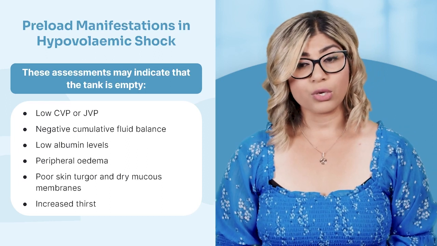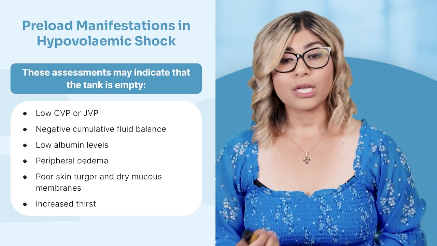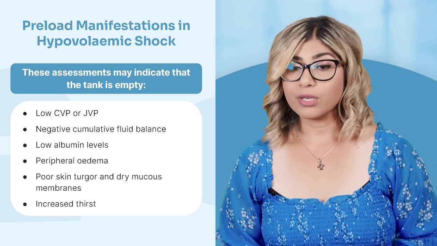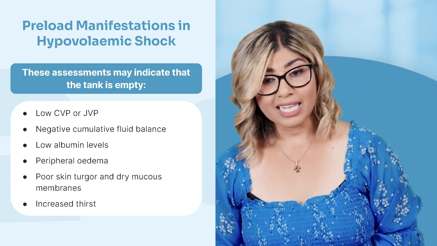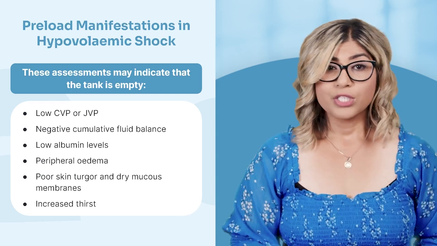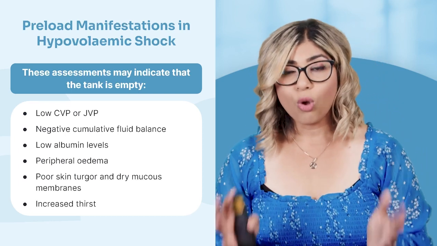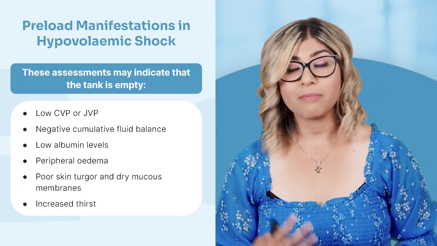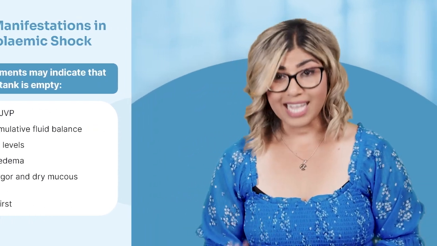Poor skin turgor or dry mucous membranes could indicate cellular dehydration. And increased thirst, which is the body's way to indicate that it needs more fluid. So remember, preload, a low tank. These are the assessments that give you an indication there might be a low or empty tank.